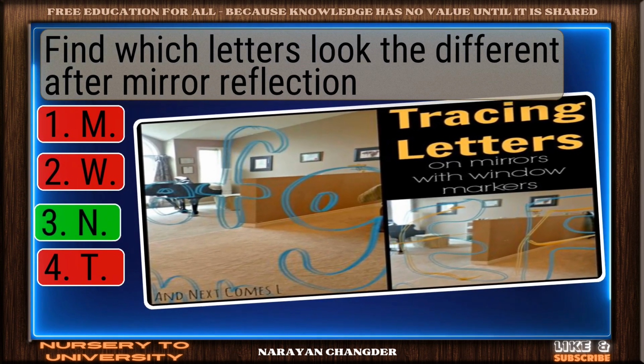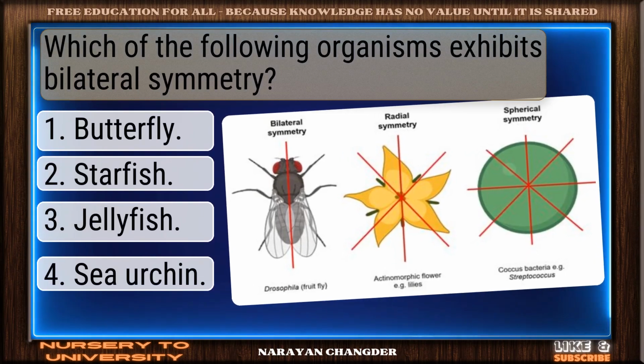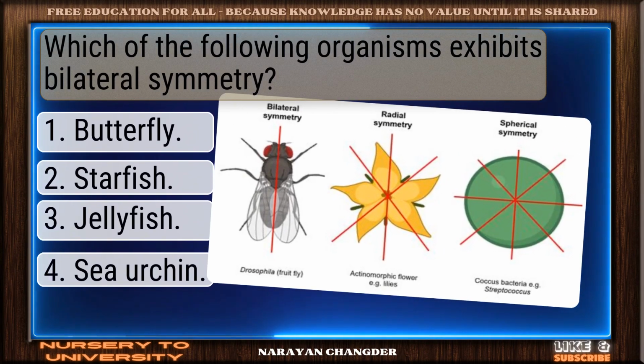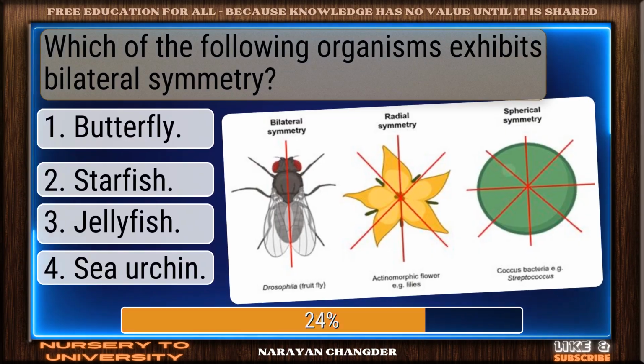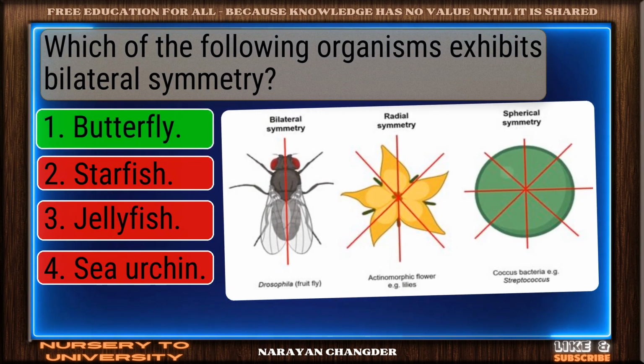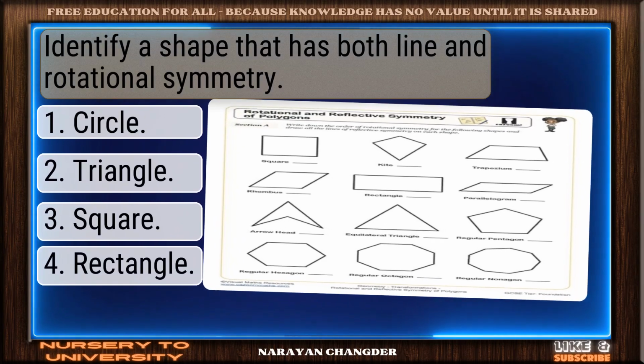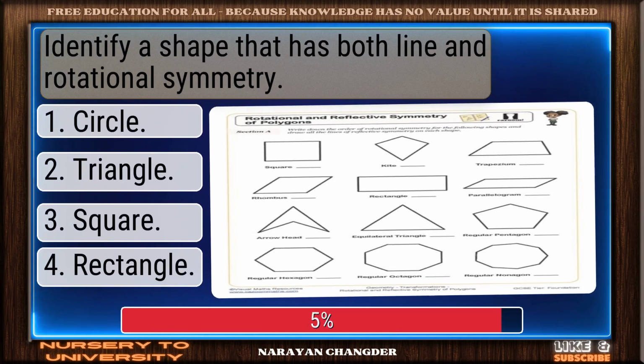On track. N is the correct answer. Which of the following organisms exhibits bilateral symmetry? Solid response. Butterfly is a valid choice. Identify a shape that has both line and rotational symmetry.